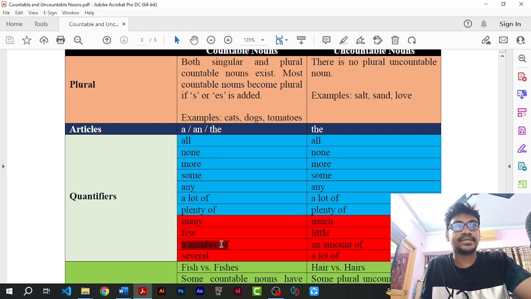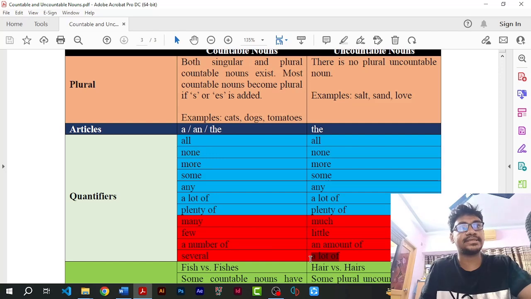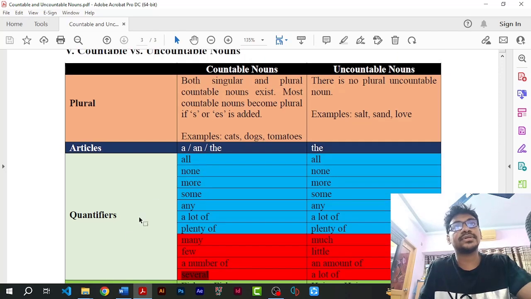And if it is countable, you have to say a number of people. And if it is uncountable, you can say an amount of, for example, juice, water. So a lot of, as I said, can be used for both. However, several can only be used to quantify countable nouns.